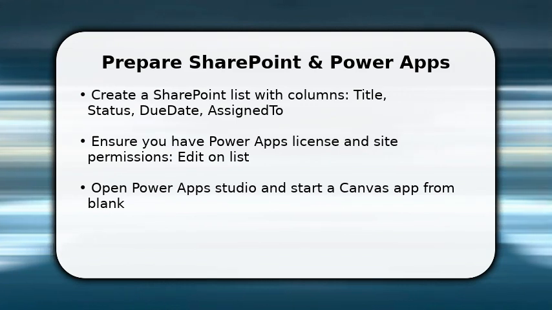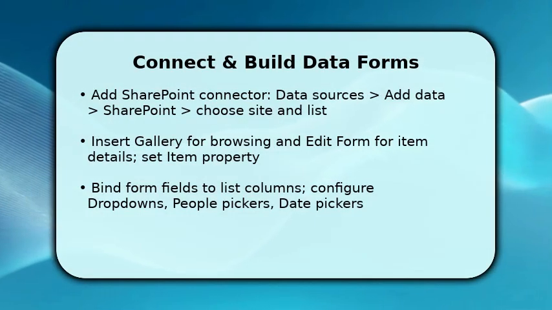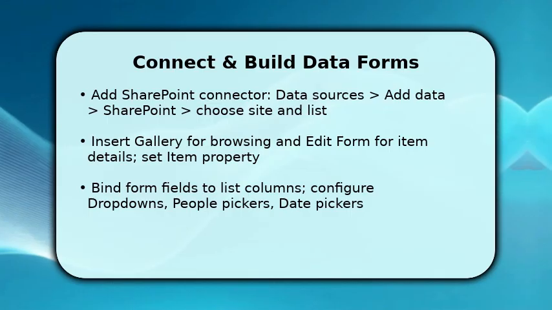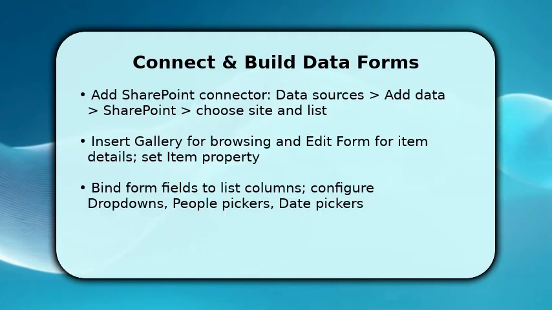Now connect the list. Add the SharePoint data source in the Data panel and select your site and list so records flow into the app. Once connected, insert a gallery to browse items and an edit form to modify records. Set the form's item property to the selected gallery item so they sync.